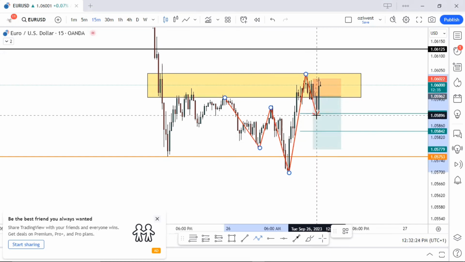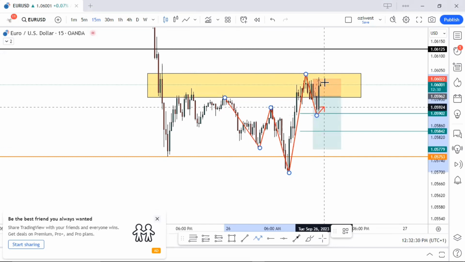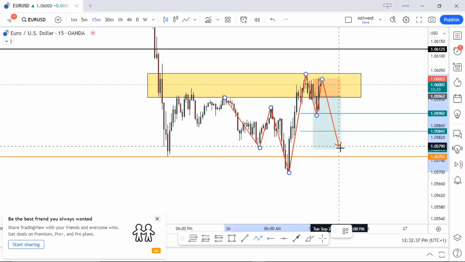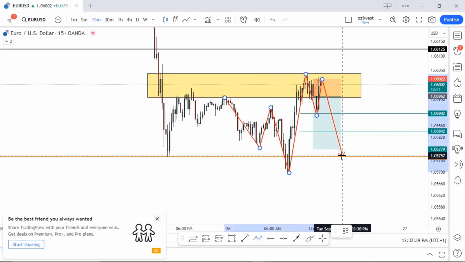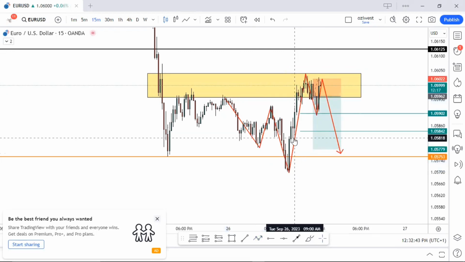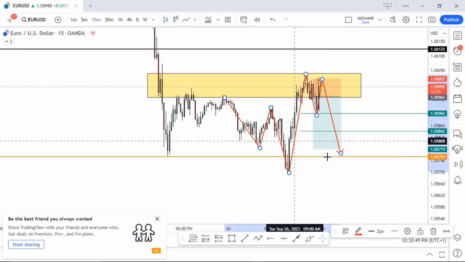So this here is a higher low. So I'm trying to see if price will form a double top here, so I can still sell all the way down. So that's what I'm currently looking at.